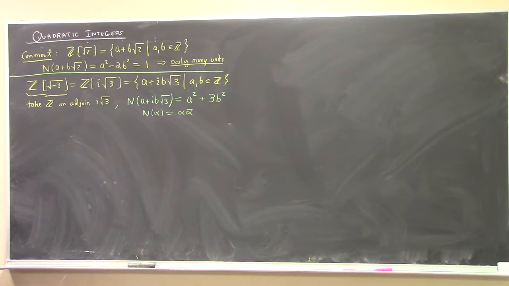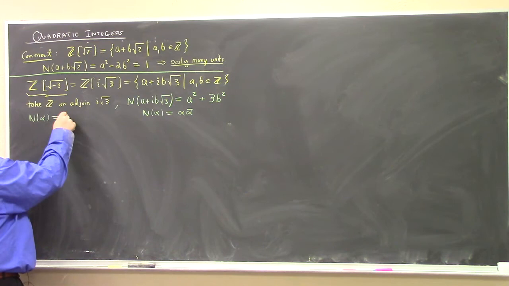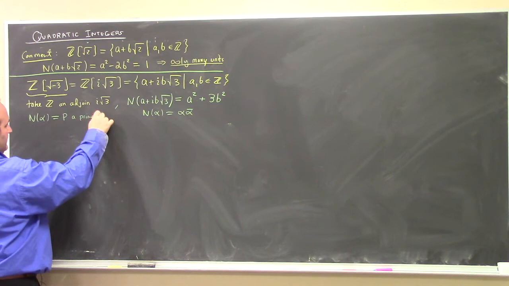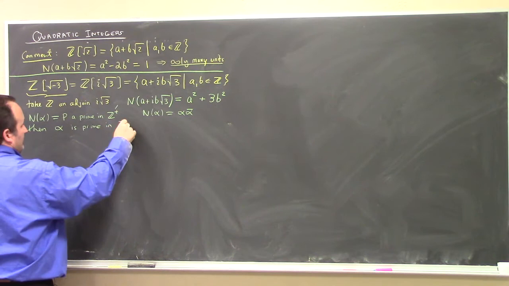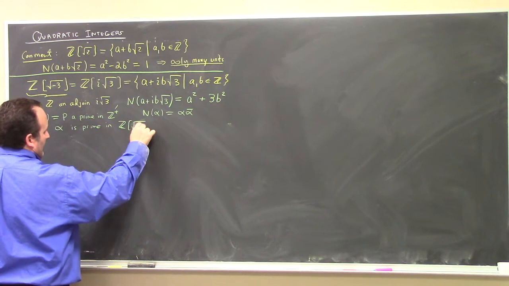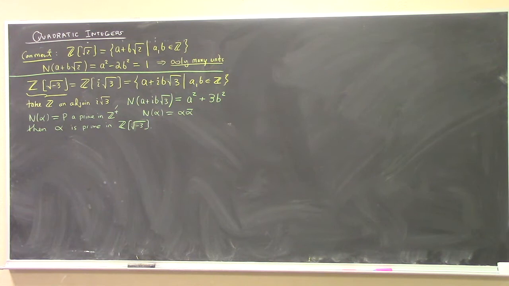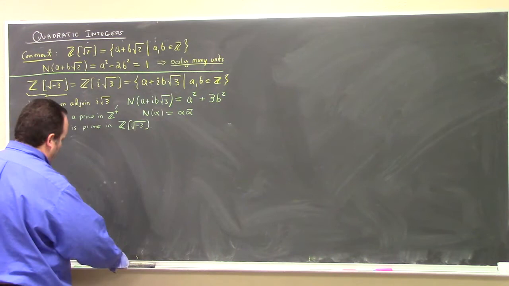However, we still have the result that if the norm of alpha is equal to p, a prime in Z plus, right, then what? Alpha is prime in Z adjoin square root of minus 3, right? All fine, for the same reason we gave before. Prime norm implies prime. Of course, the converse is going to fail here just the same.